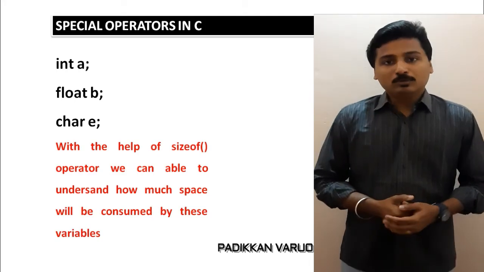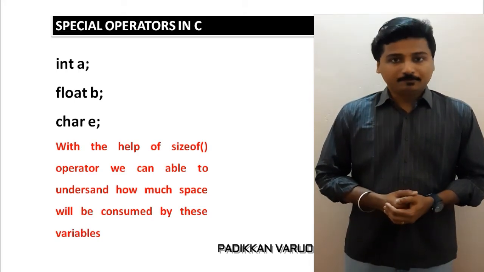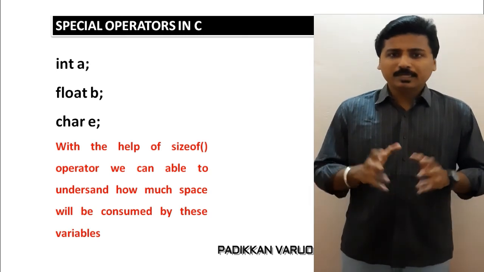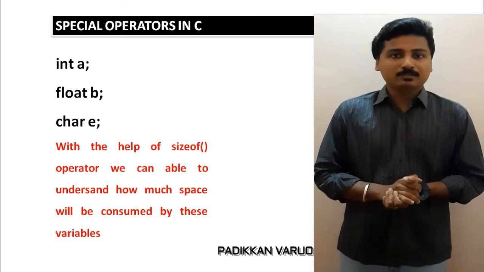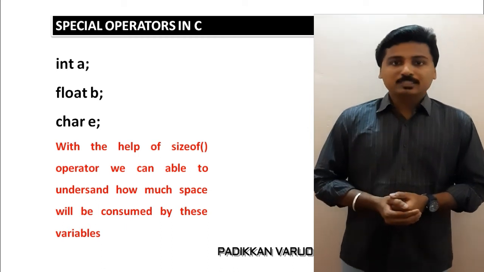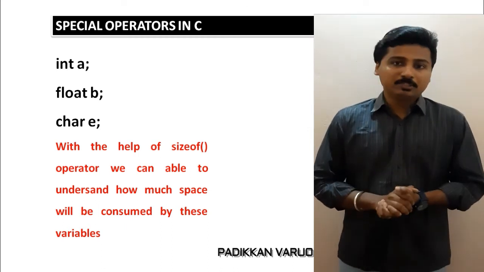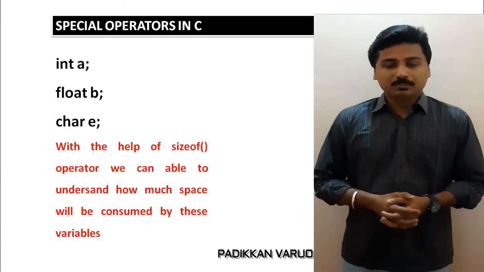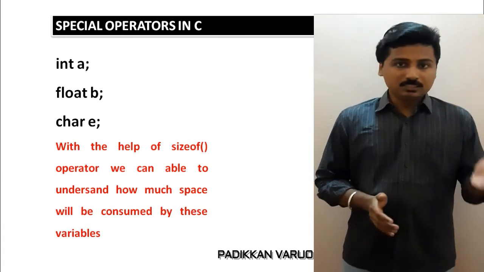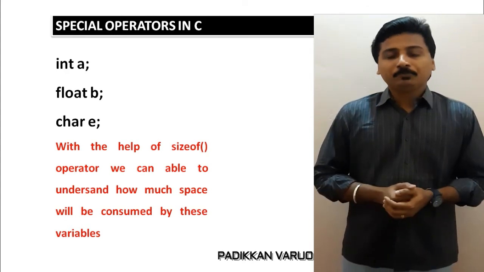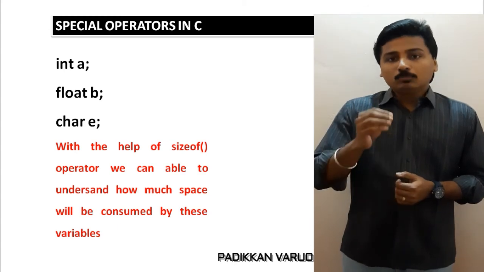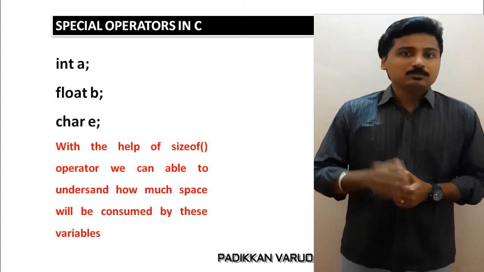Now we can move on to the special operators in C. Here we are taking a special operator, that is the sizeof operator. From the name itself, we can know that the sizeof operator is used to calculate the storage space, or the amount of space consumed by a particular variable inside a C program. Here we are declaring three variables A, B, C in different data types: integer, floating point and character. We are calculating with the help of the sizeof operator how much space will be consumed by these three variables.